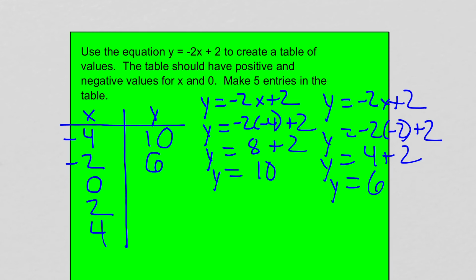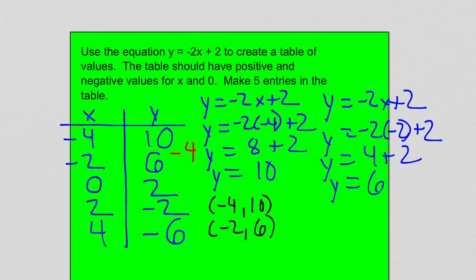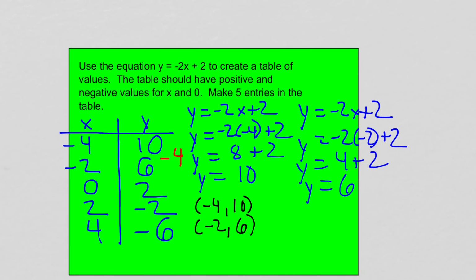And when x is 0, we can see this is decreasing by 4. It's actually decreasing by 2 every time, but we skipped some values for x, right? So when x is 0, y is 2. When x is 2, y will be -2. And when x is 4, y will be -6. And we can write those values as ordered pairs, -4 and 10, -2 and 6.